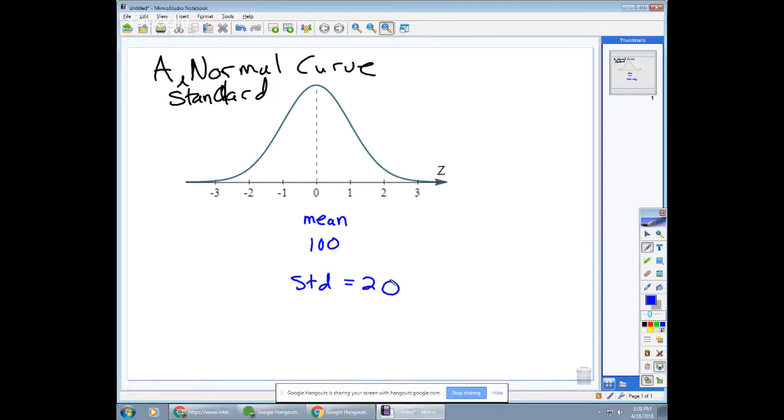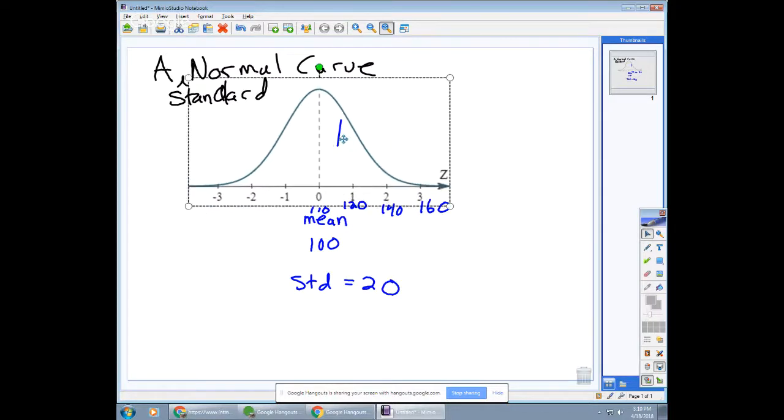So what IQ score would be one standard deviation to the right? 120. And then two standard deviations to the right, 140. And then 3 standard deviations to the right, 160. All right, so it's pretty easy. We can just count over. And in the middle is exactly 100.